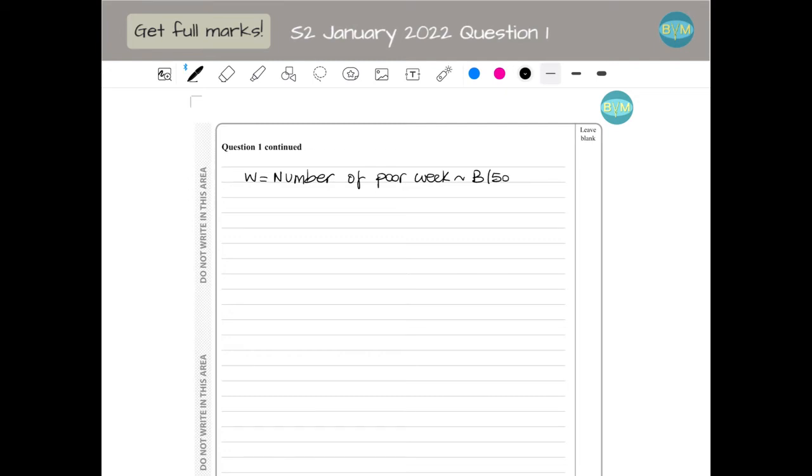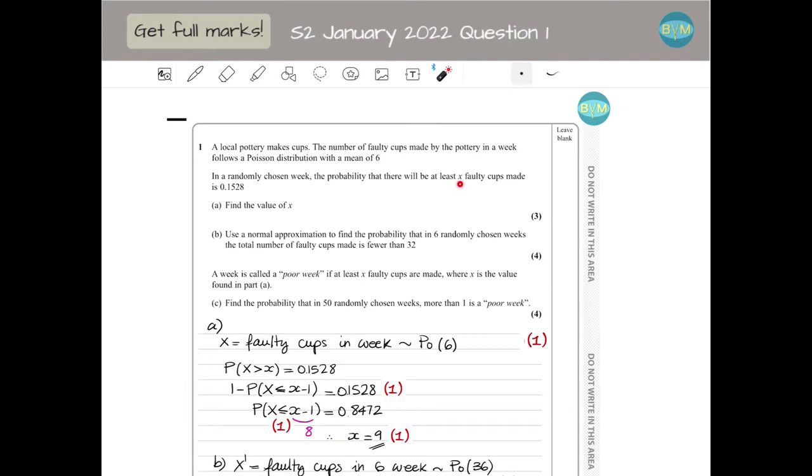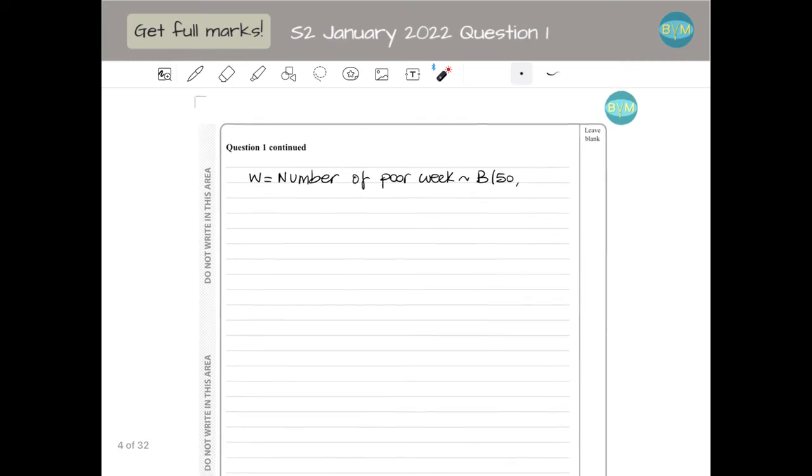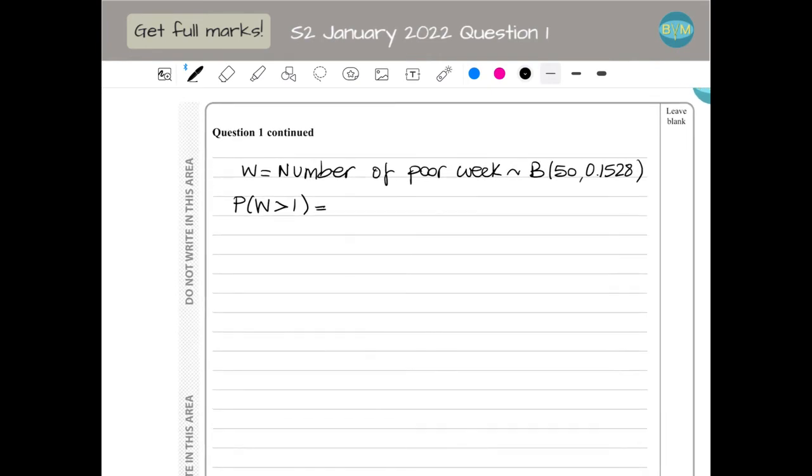So that would be a binomial. We are checking 50 weeks, and the probability of being a poor week is the probability of at least X faulty caps, which is this value here that we already have. So 0.1528. This is my binomial, and we need to know the probability of having at least one poor week out of the 50 that I'm checking. We know this is not on the binomial calculator or the tables. We know this with a smaller or equal. So this is 1 minus probability of W being smaller or equal than 1, because I don't want to include the 1.